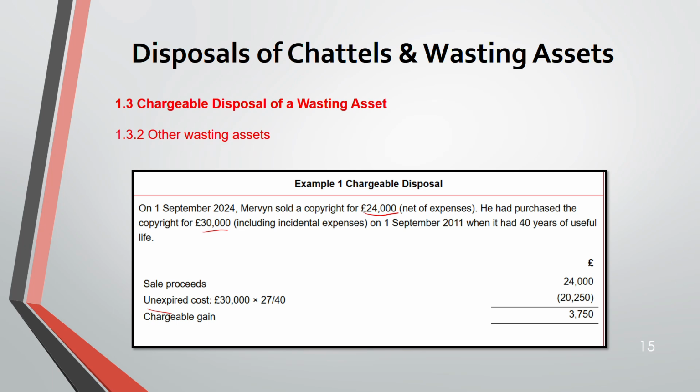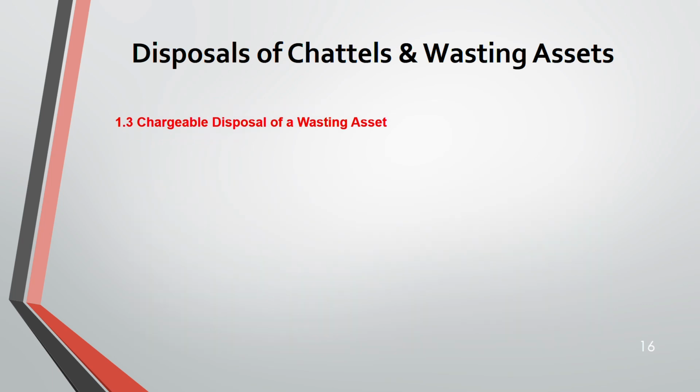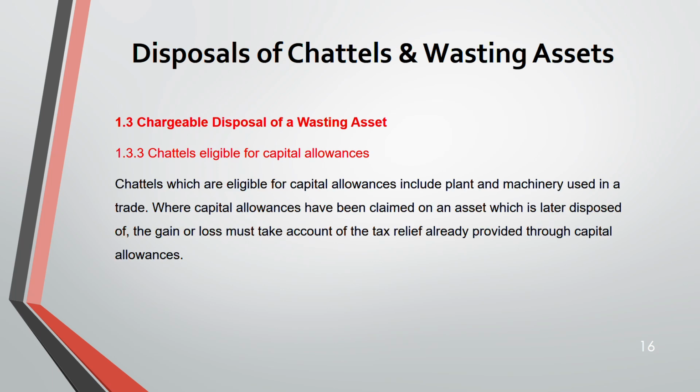So what was the useful life? 40 years. What is the remaining useful life? From 1st September 2011 it was 40, but when you came to 2024, how many years went by? From 11 to 24, 13 years. So of the total 40, 13 years went. From 40 we deduct 13, you are left with 27. So 27 over 40 times the cost is deducted, and this is your gain. Simple. Now, second category, chattels that are eligible for capital allowance.